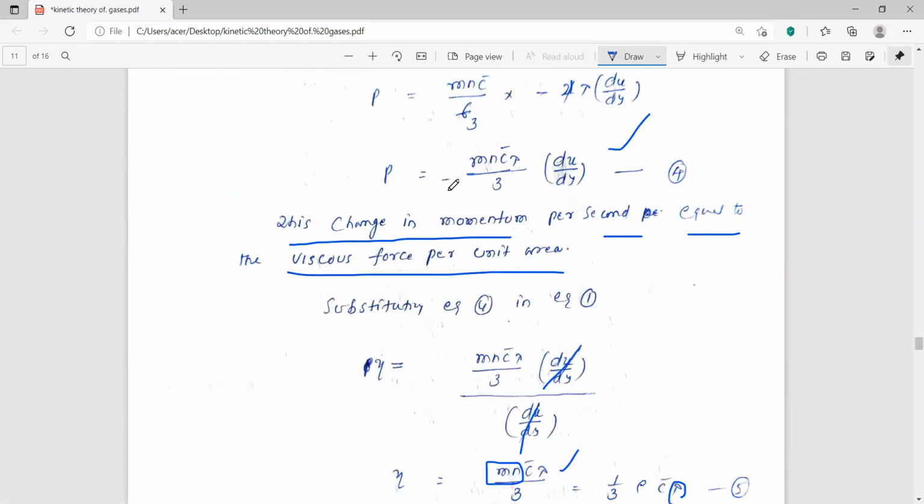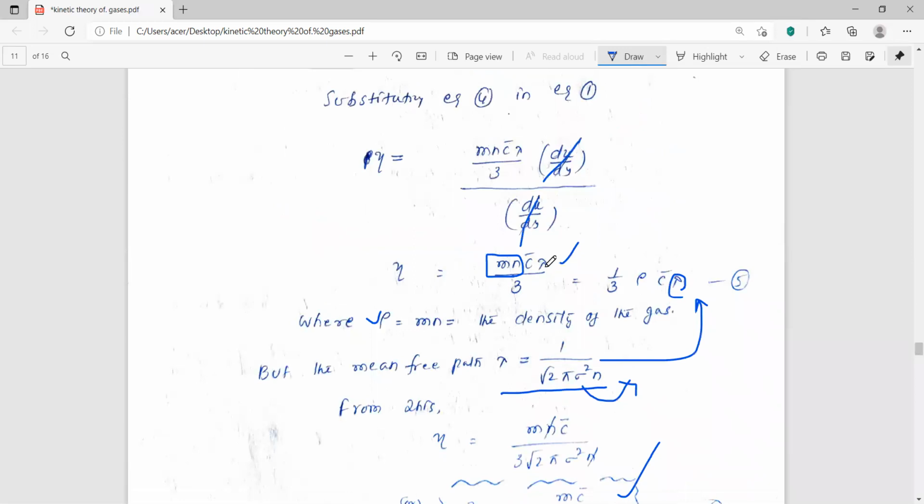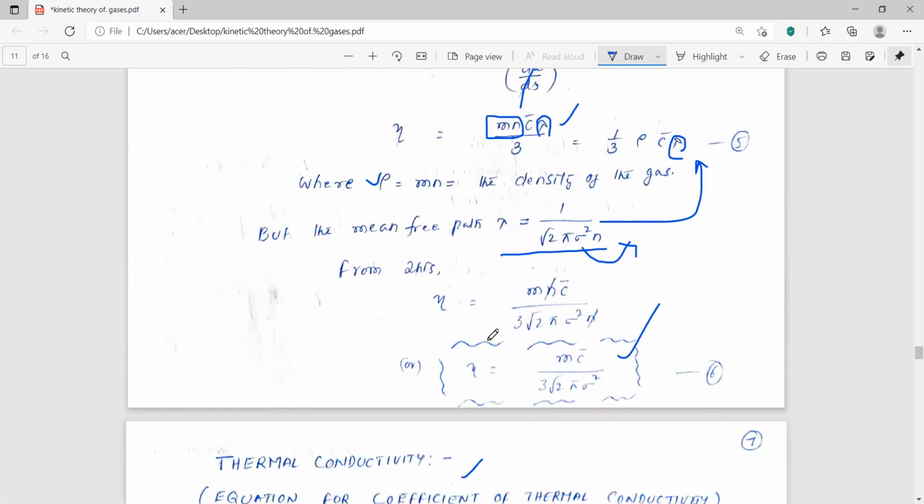Here, the change in momentum acts as the viscous force between the layers. So you take this value as the viscous force and substitute it in equation number 1. Then you get m n c bar lambda by 3, where m n gives us the density of the gas. If you substitute the value of the mean free path lambda, that is 1 by root 2 pi sigma square n, then eta will be m n c bar by 3 root 2 pi sigma square n. If you cancel out n and n, eta will be m c bar by 3 root 2 pi sigma square.